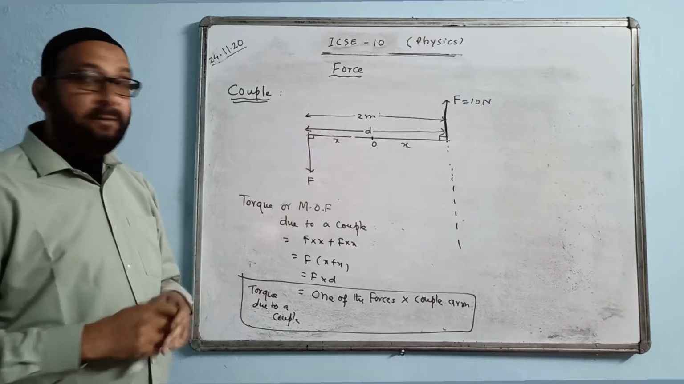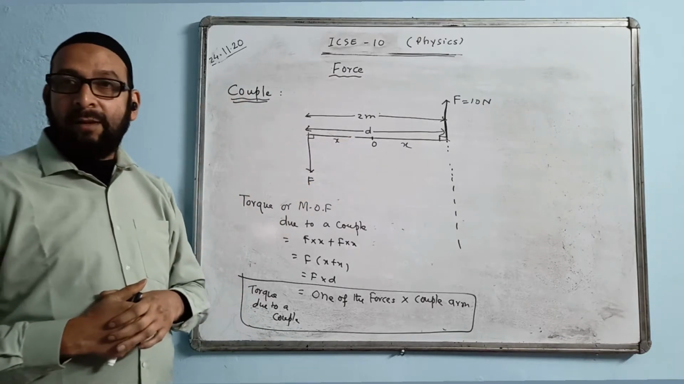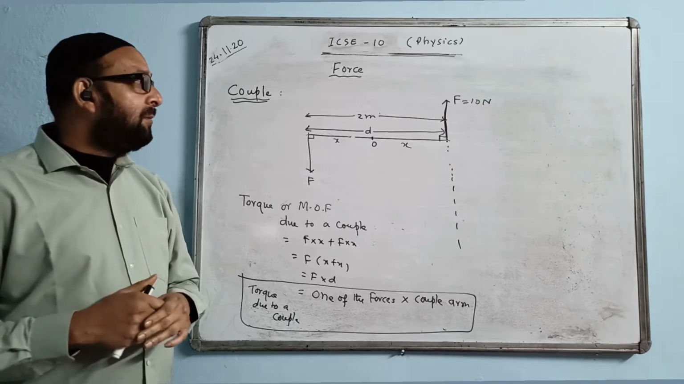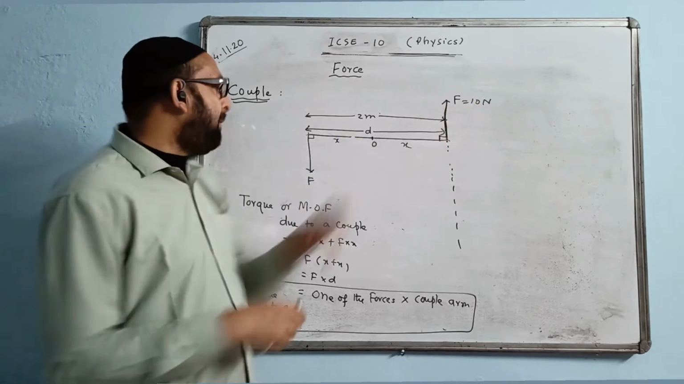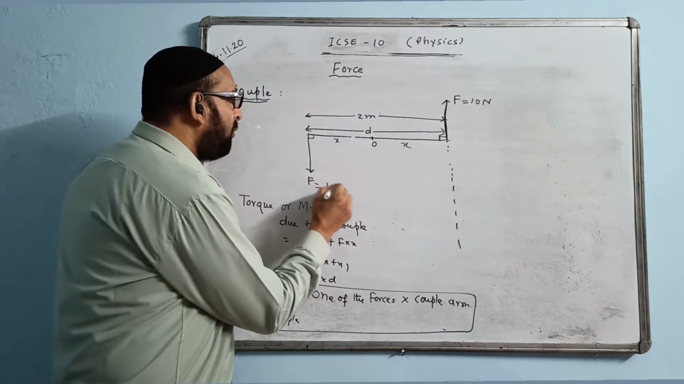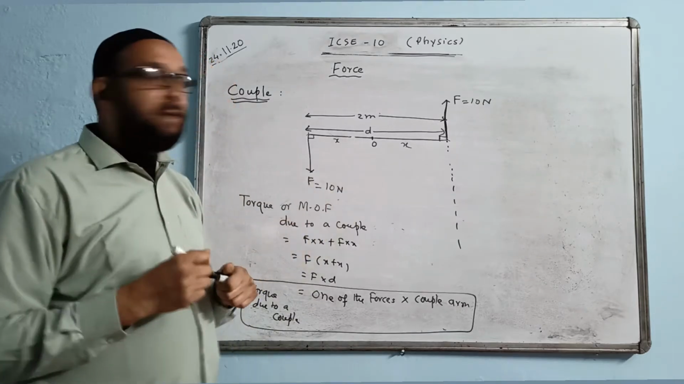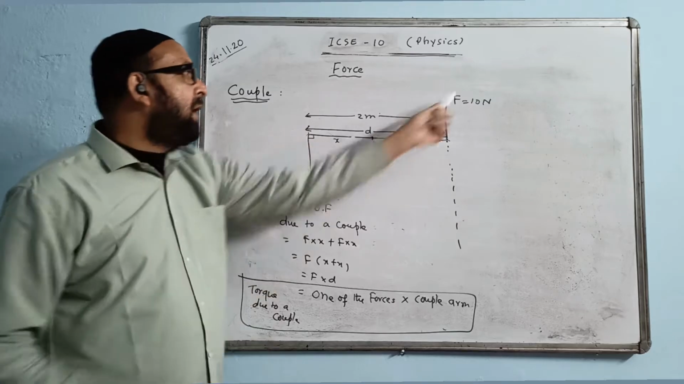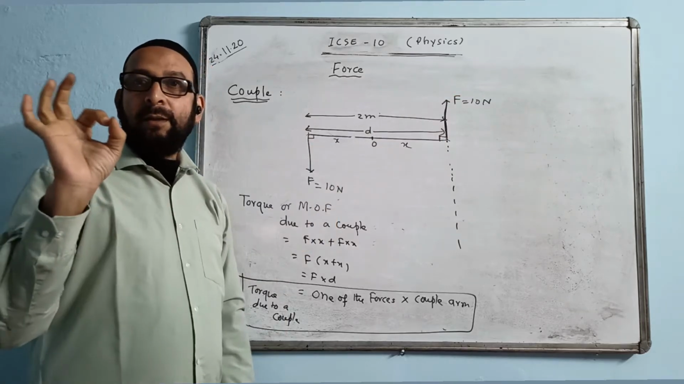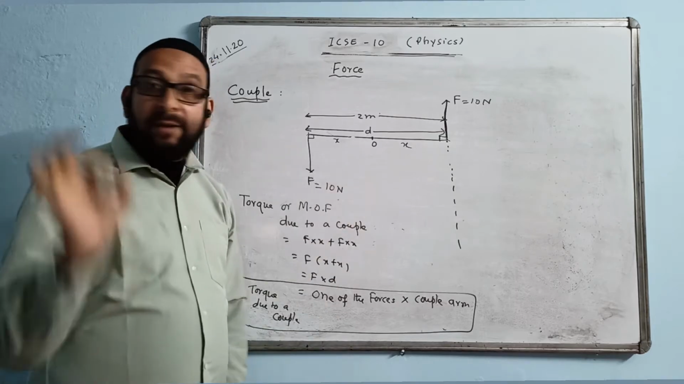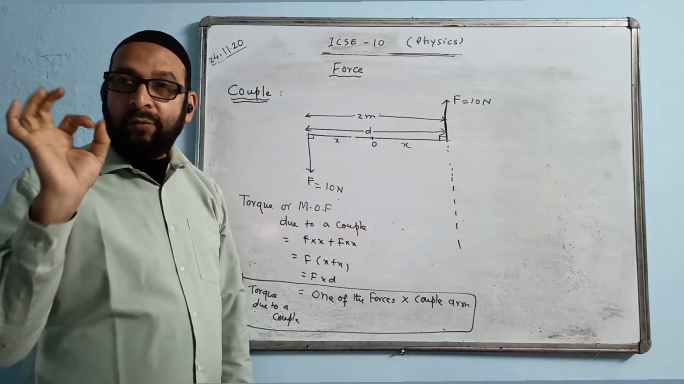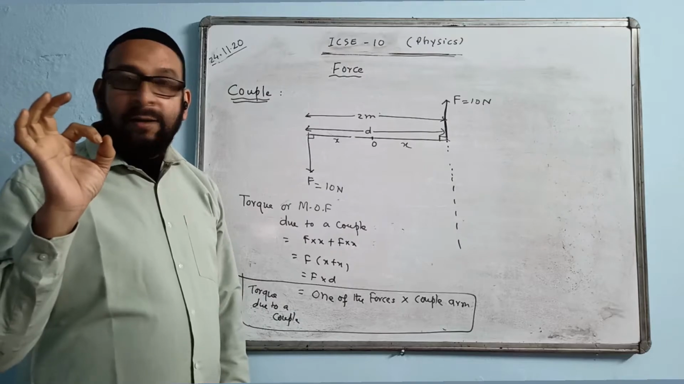Here is the example. Couple is the example. I'll tell you a thing. What is the value of net force acting on the body? 10 Newton is upward and 10 Newton is in the opposite direction. 10 is up, 10 is down. What is the total force? 10 minus 10. What is the answer coming? 0. Total force acting on the body becomes 0.